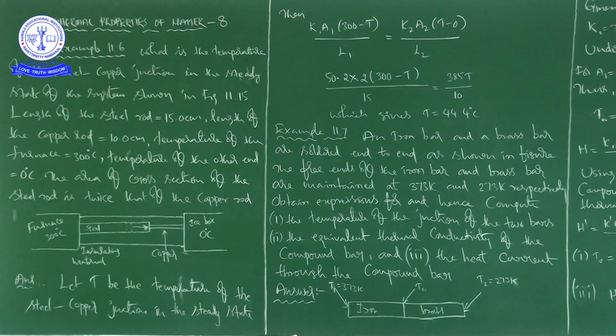The insulating material around the rods reduces heat loss from the sides of the rods. That is one thing. Therefore, heat flows only along the length of the rods. So whatever heat comes from here to there, it flows only along the rod.